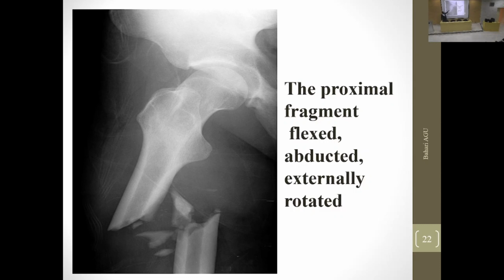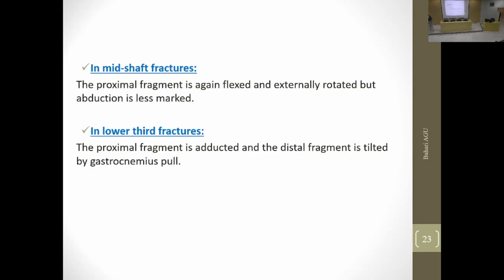Why? Because it is under the influence of the muscle that gets attached here, what we call the iliopsoas muscle. The iliopsoas muscle. Okay? So in mid-shaft fracture, the proximal femur is again flexed and externally rotated, but abduction is less marked compared to the proximal shaft femur fractures.